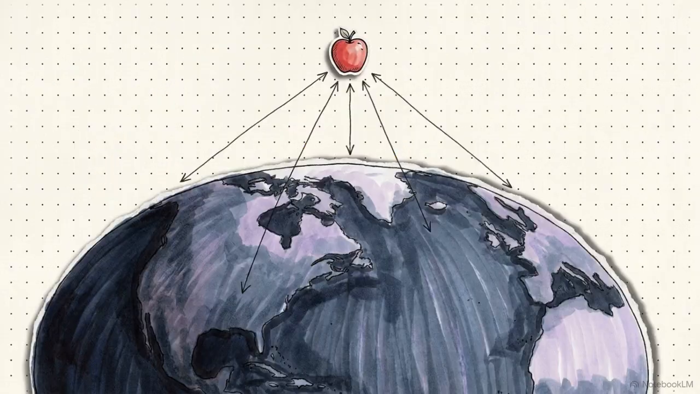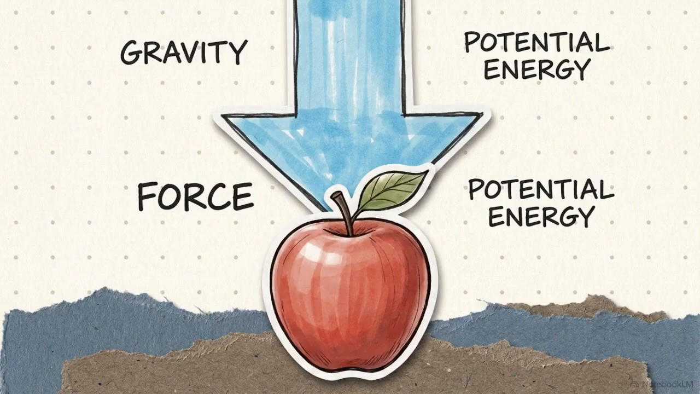It dictates the structure of the universe and holds the planets in their orbits. Yet, surprisingly, it is the weakest force of the 4. It takes the entire mass of the Earth just to pull a single apple to the dirt.